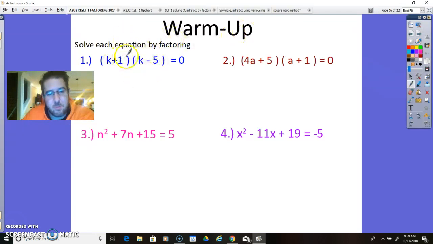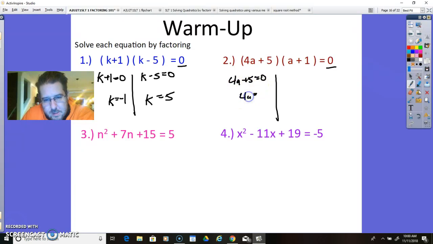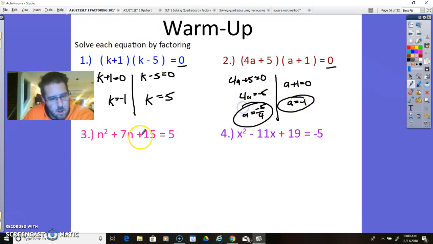All right, so we learned in the last one that zero product property means anything times zero is zero. So if I just set each one of these equal to zero and solve, then anything times zero is zero. So this means k is -1 and k can also be 5. Over here we have 4a plus 5 equals 0. Remember, it's already set equal to 0. If it wasn't, then I would have made it equal to 0. Subtract 5 from both sides and then divide by 4, so we get -5/4. Over here, a plus 1 equals 0, so a must be -1. There's your two answers.